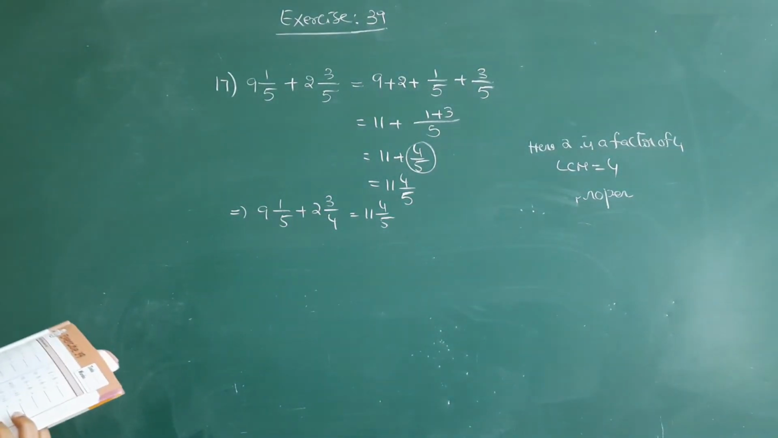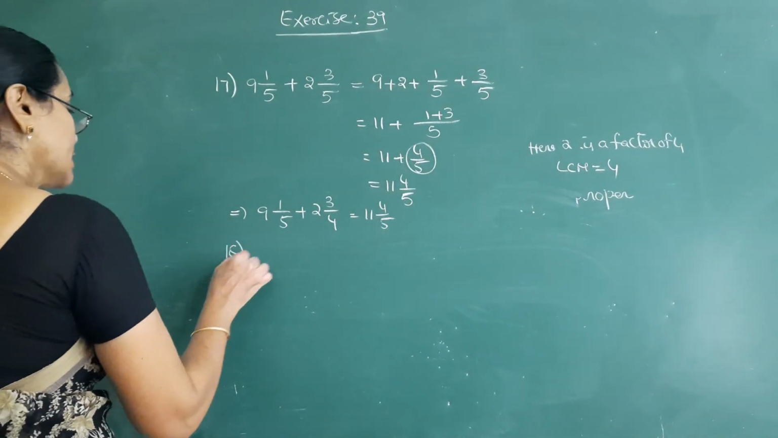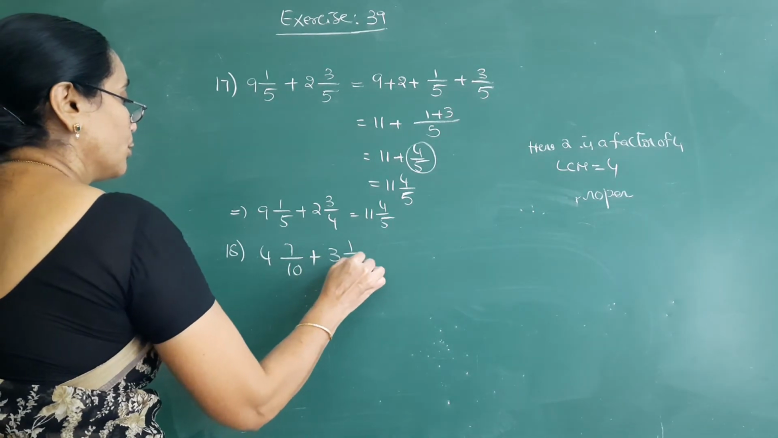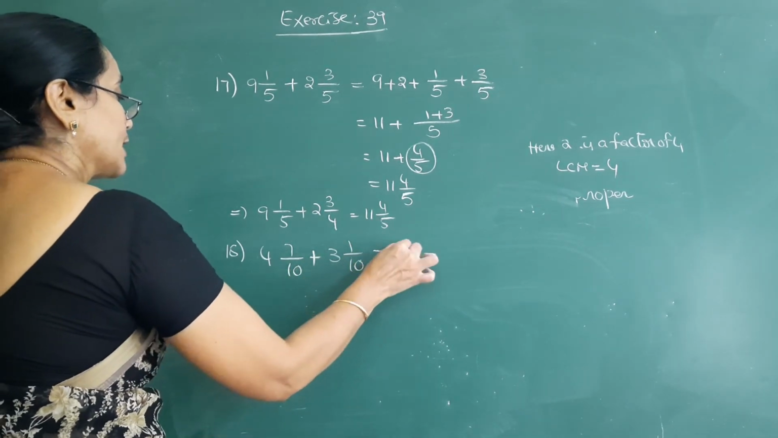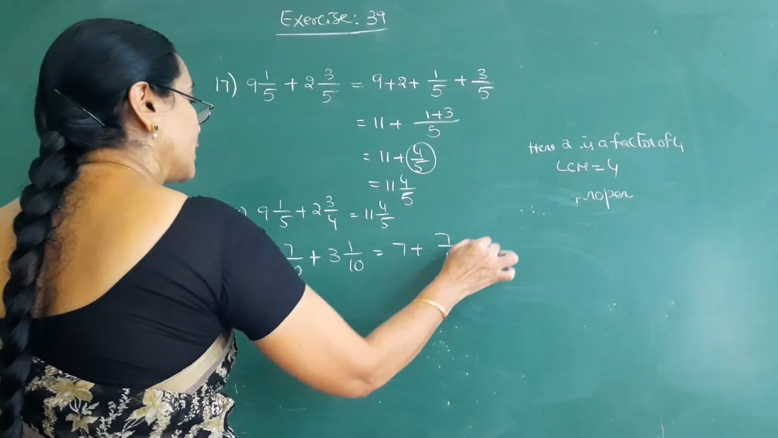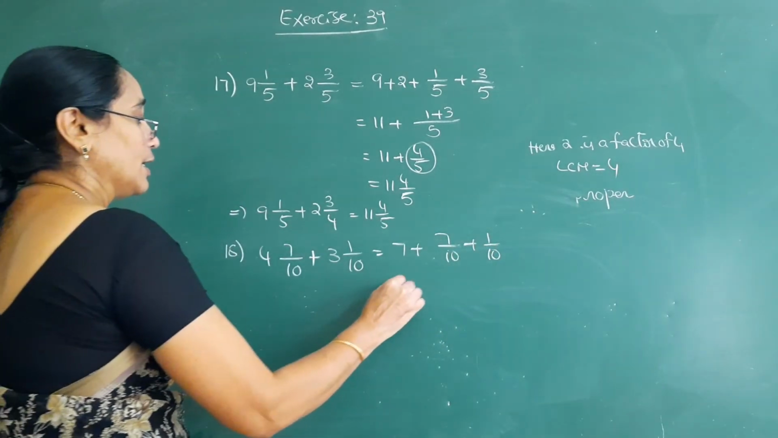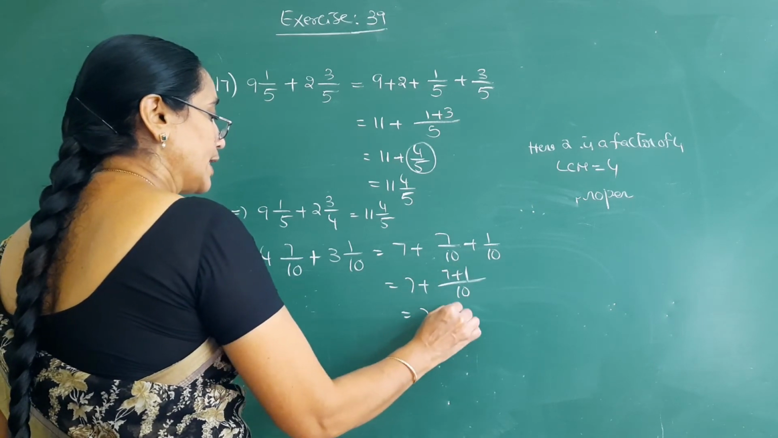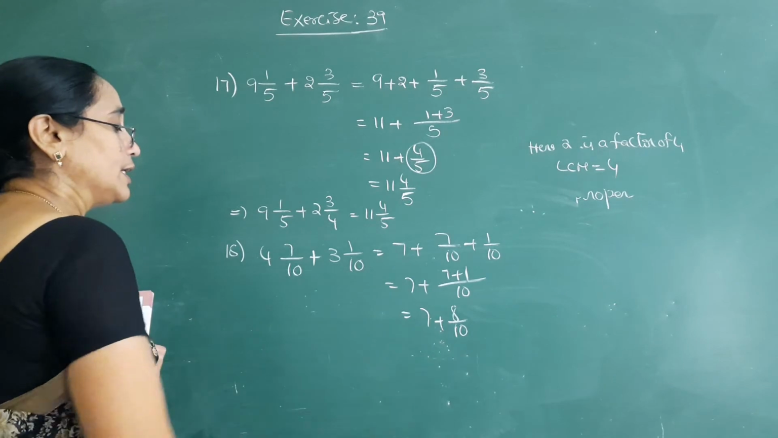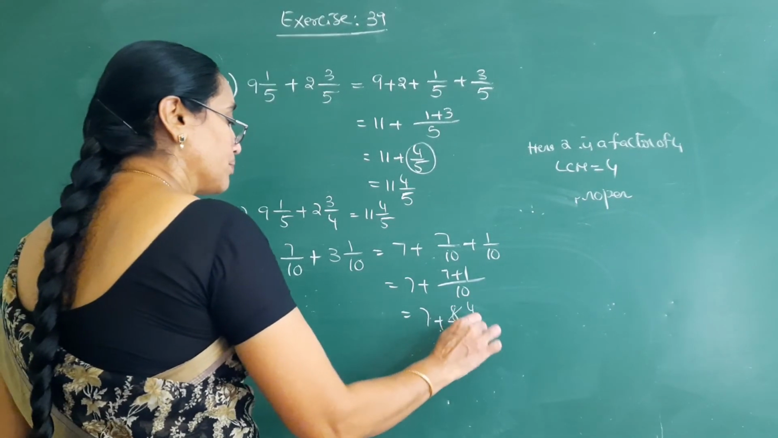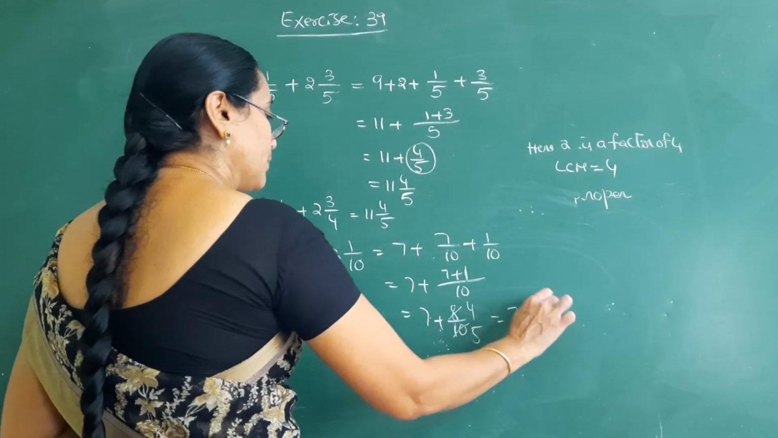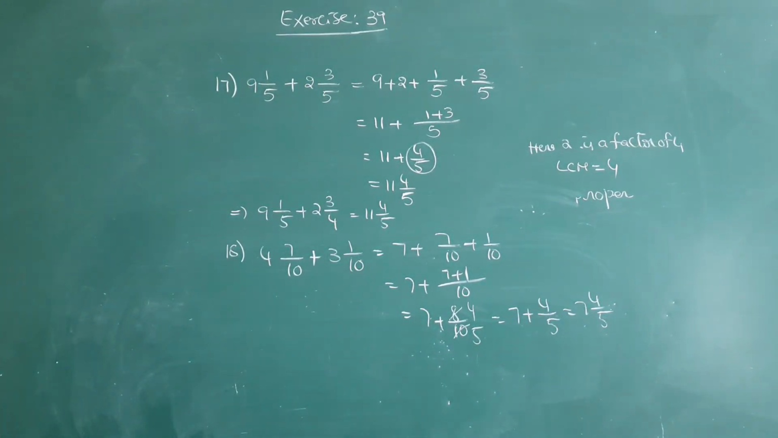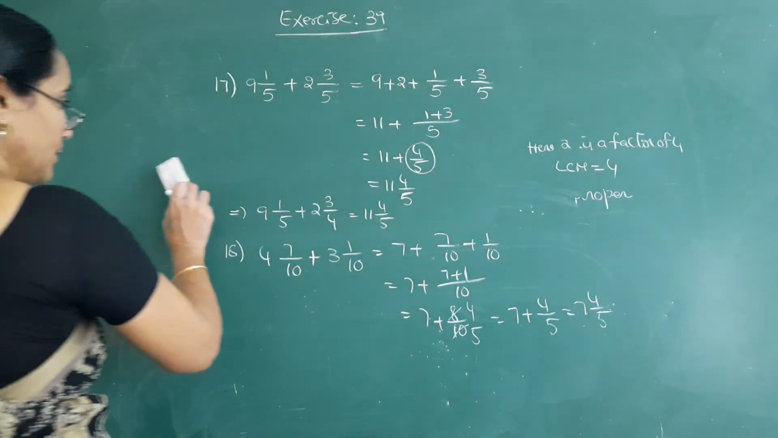See the 18th problem. 4 7 by 10 plus 3 1 by 10. Here 4 plus 3 is 7, plus 7 by 10 plus 1 by 10. These two are like fractions, write down the common denominator, 7 plus 1, that is 7 plus 8 by 10. Here this 8 by 10 is not in simplest form, convert it: 2 4s are 8, 2 5s are 10. 7 plus 4 by 5, that is 7 4 by 5.